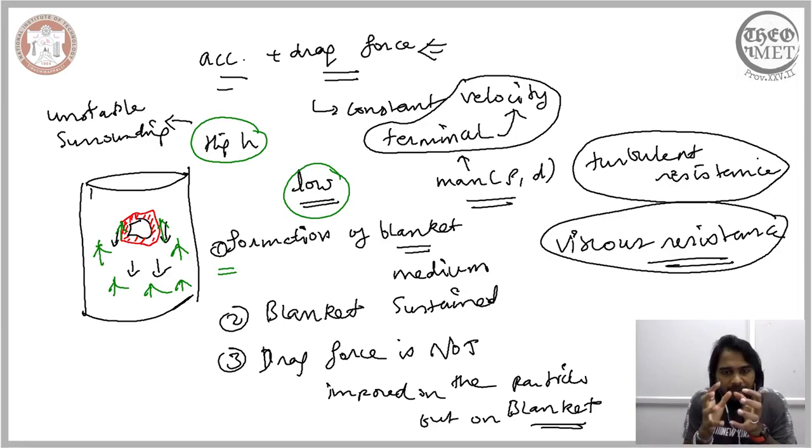Now in the case of a particle progressing at a very low velocity, you have the formation of a stable blanket, a stable surrounding. In this case, the drag force on the particle is imposed through this blanket, through the surrounding medium. So the resistance, in the case of particles progressing at a low velocity, is between the blanket and the surrounding medium, and therefore we refer to that as the viscous resistance.